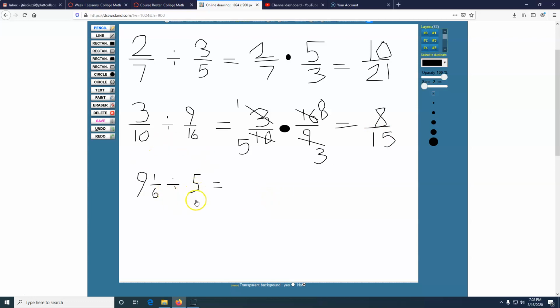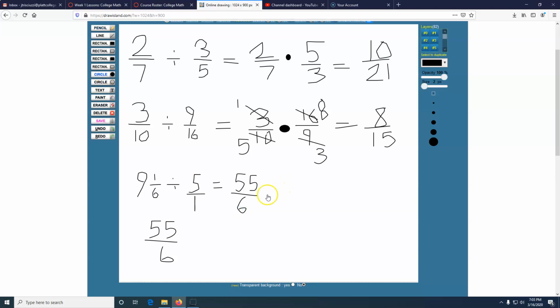Final one. Remember, whole numbers can be thought of as over 1, so I'm going to do that right now. 9 times 6, that's 54, plus the 1 gives me 55 over 6. So this is the same thing as 55 over 6, and it's in the keep step, so I don't have to change it again.